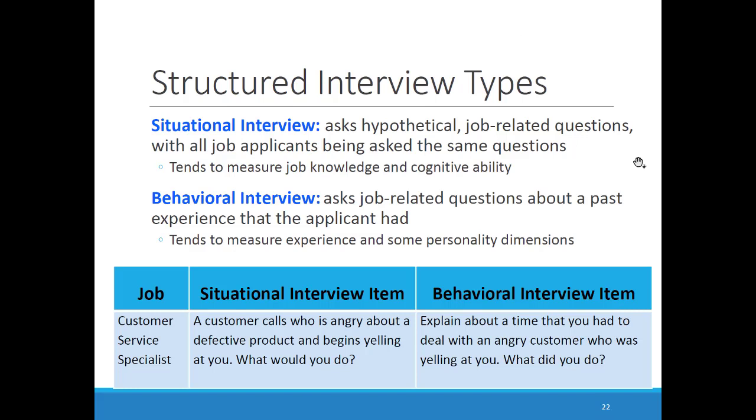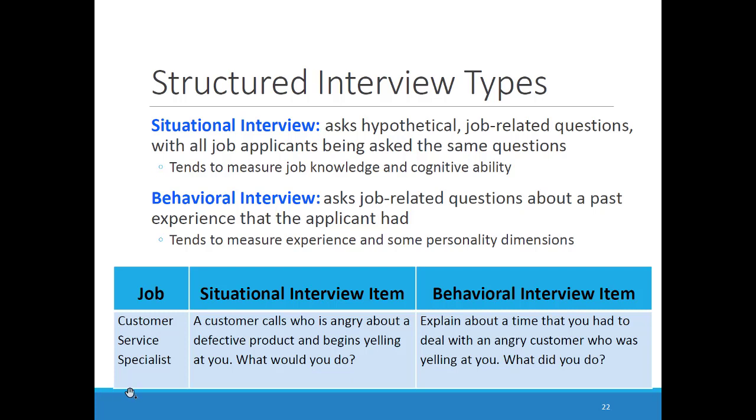There are different interview types that go along with structured interviews, and we're going to talk about two of them. The first is a situational interview, and this is when an interviewer asks hypothetical job-related questions, and all applicants are asked the same questions, of course. And behavioral interviews, on the other hand, ask job-related questions about a past experience that the applicant had. So they're very similar, and the behavioral interview is asking the person to talk about past experiences, whereas the situational interview is asking them hypothetically what they would do in that situation. So they're slightly different.